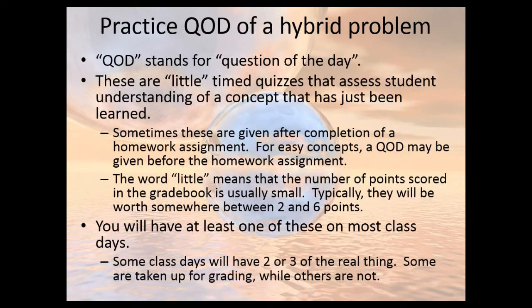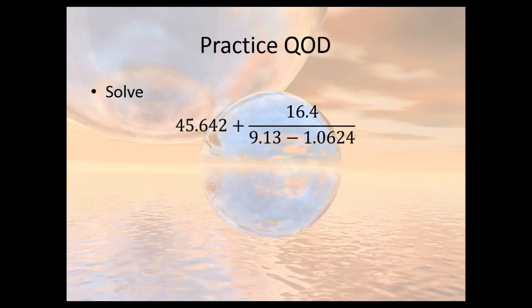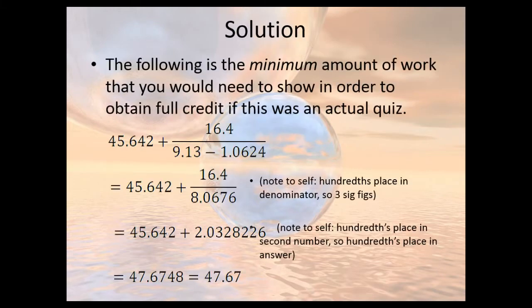So next, let's look at a practice question of the day with a hybrid problem. And so here's how it would go. You have 45.642 plus the quantity 16.4 over 9.13 minus 1.0624. So here's how your work would go. You would rewrite what you are originally given, and then at each stage you do a calculation. So first we need to reduce this denominator, 9.13 minus 1.0624.